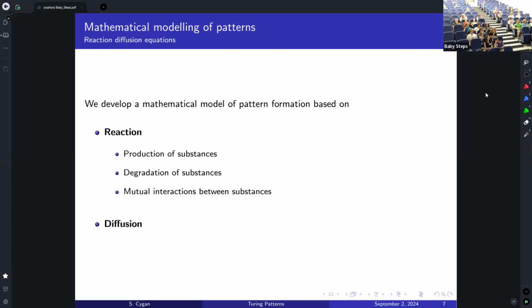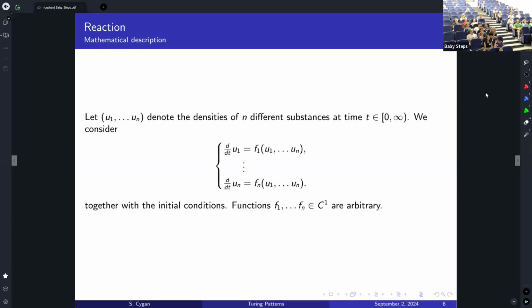So now we would like to discuss both of these elements, reaction and diffusion, how to model them using differential equations, and then we will talk about how we can obtain patterns just by using those two phenomena. So the first one is reaction. Reaction can be modeled, in the simplest case, using ordinary differential equations.